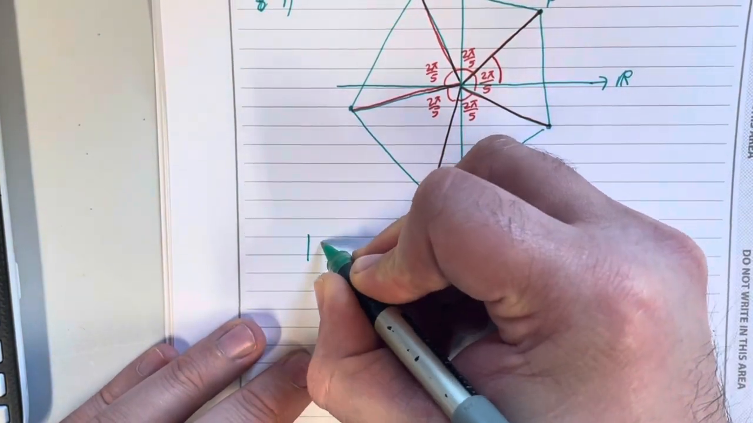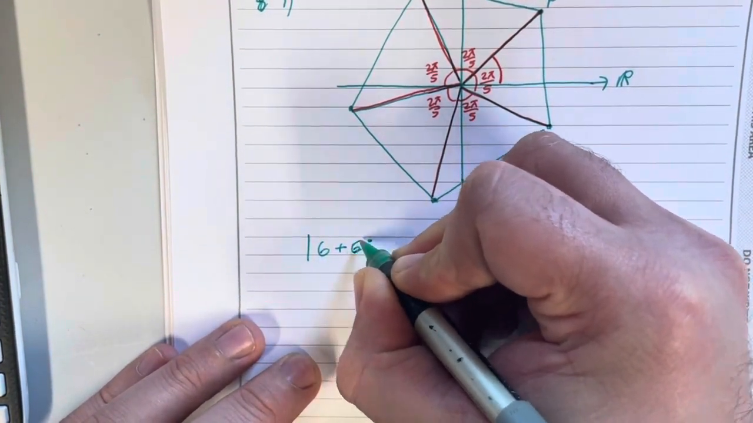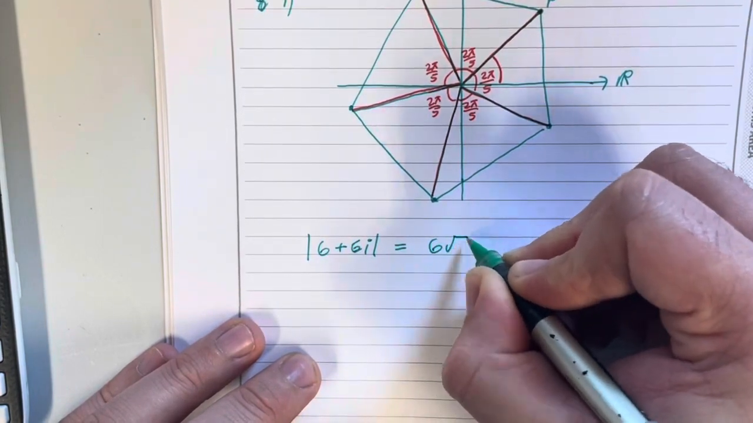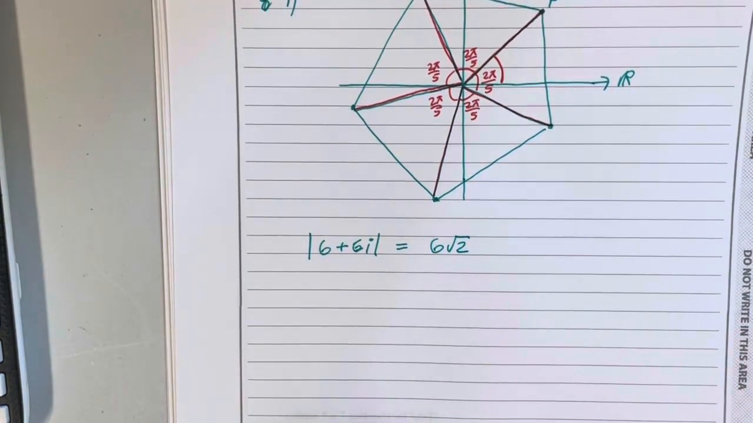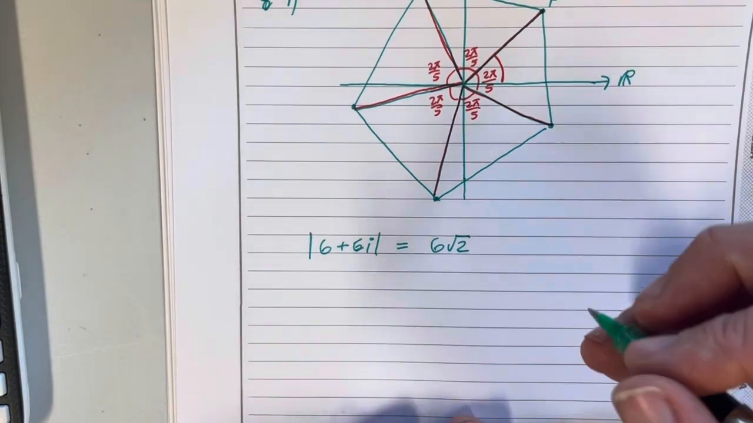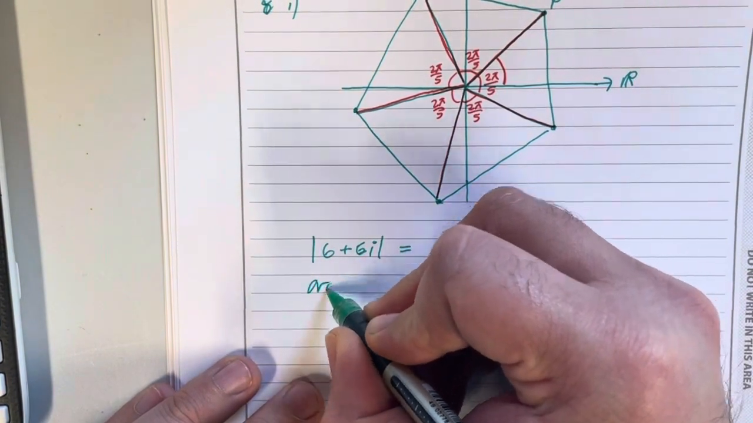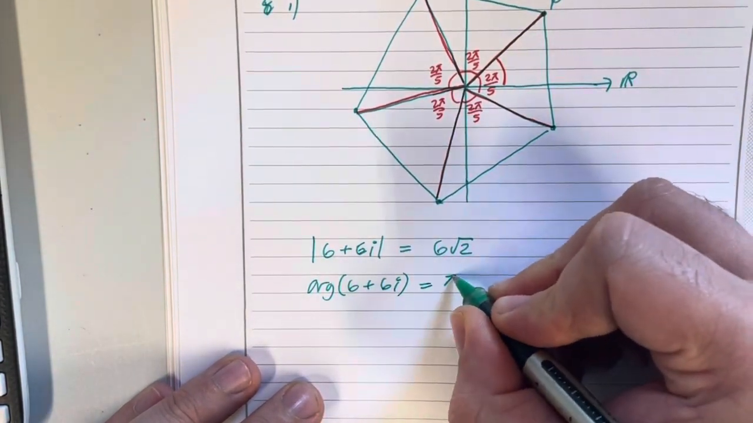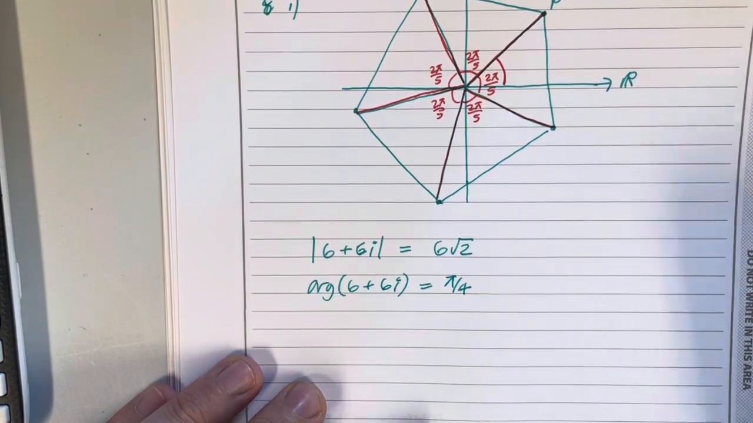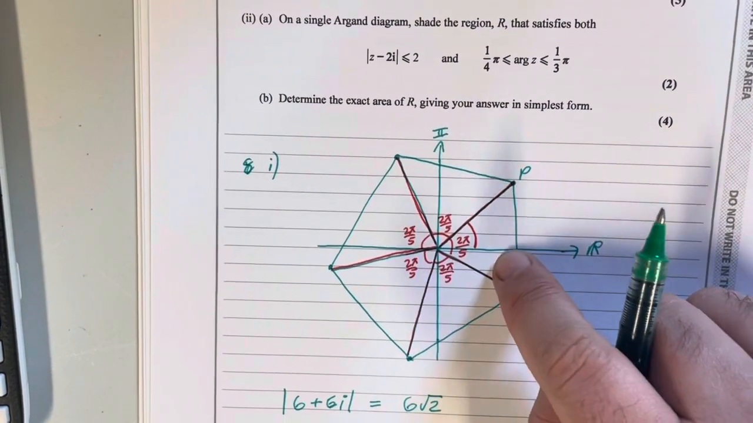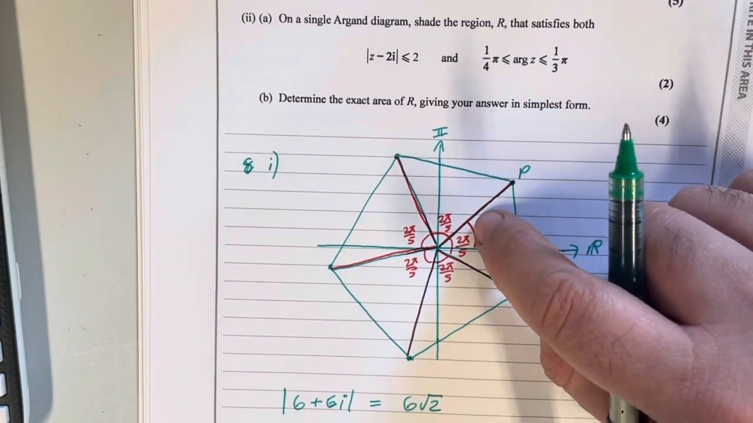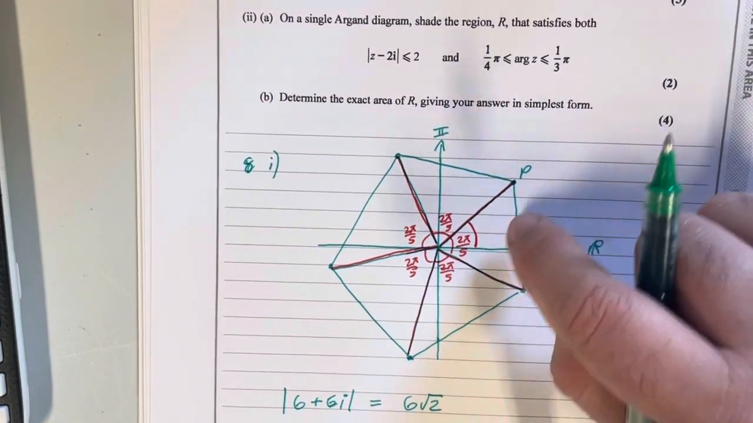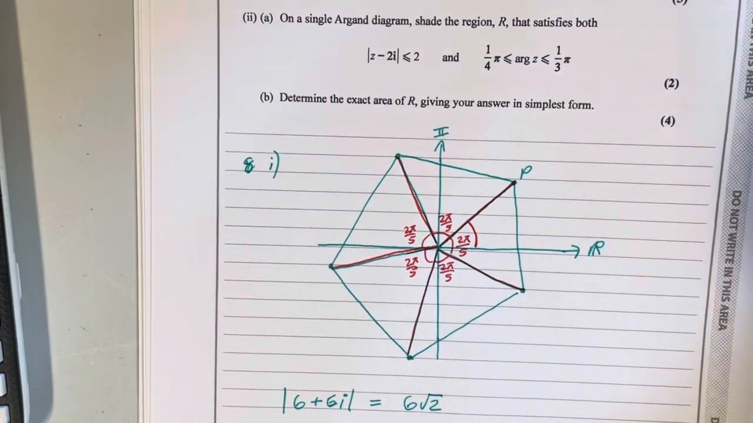So the modulus of p, so 6 plus 6i, is equal to 6 root 2. Therefore, all of these moduli will be 6 root 2. The argument of 6 plus 6i is pi on 4. And hopefully you can see that from the diagram. If I've gone 6 in the real direction and 6 in the imaginary direction, then that angle is going to be arctan of 6 divided by 6, which is pi on 4, or 45 degrees.